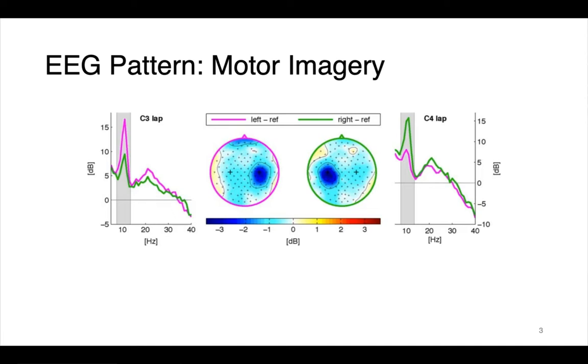So previously I mentioned that you can see some symmetric pattern when you imagine moving one side of your body, like the left hand or right hand. So you can see the spatial and spectral pattern differences when you do left hand or right hand motor imagery.